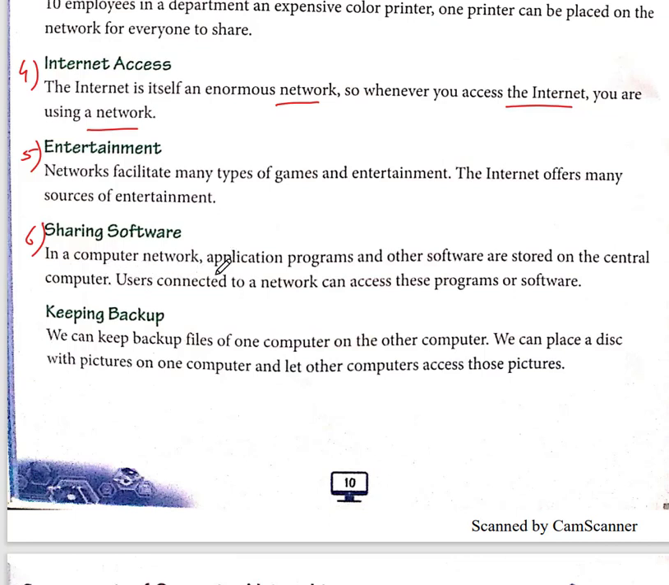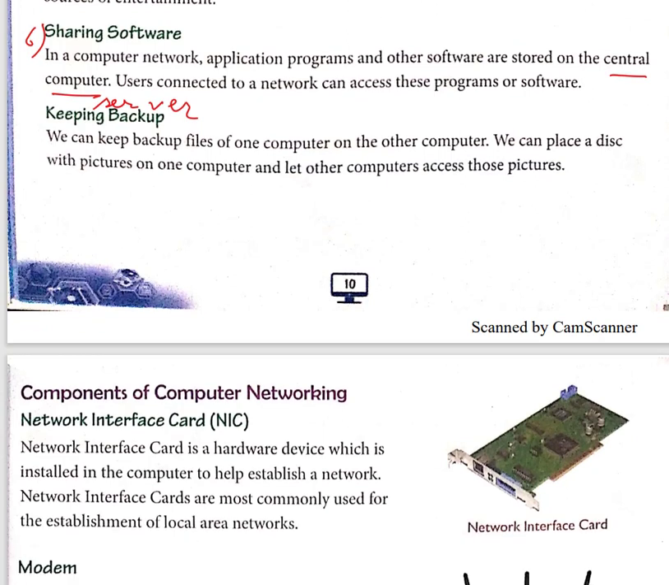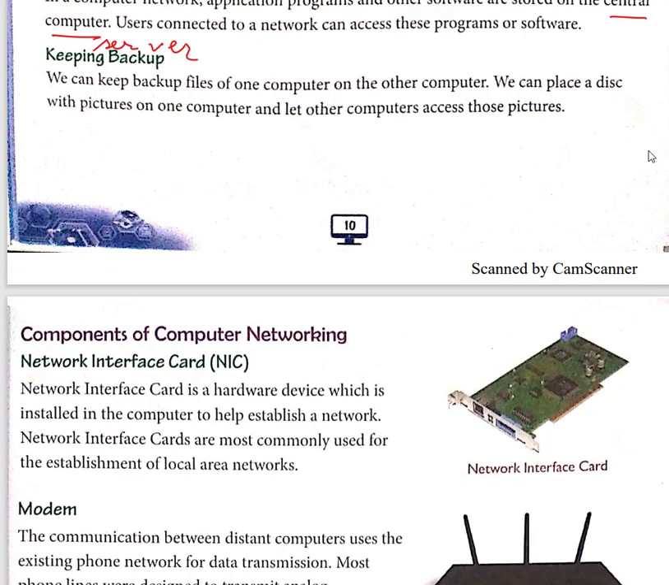In a computer network, application programs and other software are stored on the central computer. What is the central computer? The central computer is the server. So users connected to a network can access these programs or software. You might have used those modules on your smart class, right? That is also a part of it.